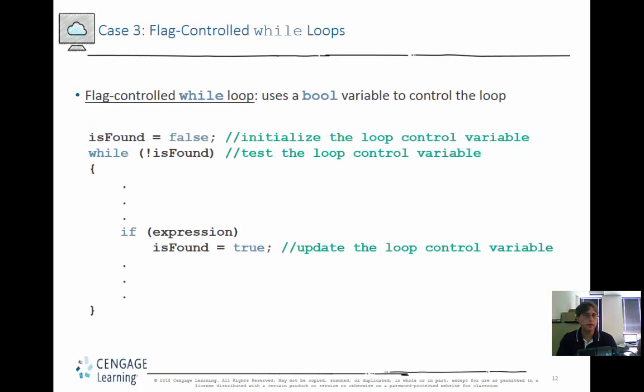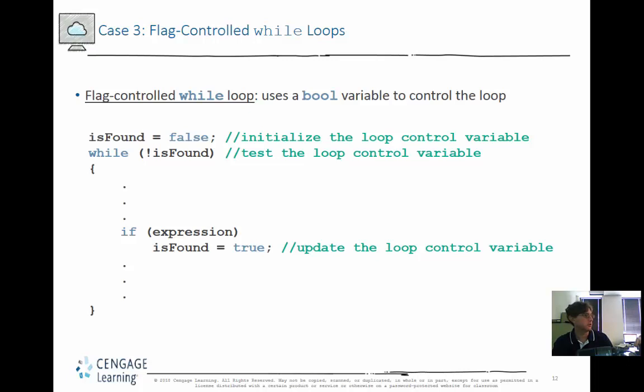I'm going to go on. How about a flag-controlled loop? A flag-controlled loop is similar to a sentinel-controlled loop, but usually you have some kind of Boolean variable involved. Their example is maybe you're going to keep reading in numbers until a certain value is found. So you have a Boolean variable that you initialize to true or false. Here they initialize their Boolean variable is found to false, and then their test is while not is found.